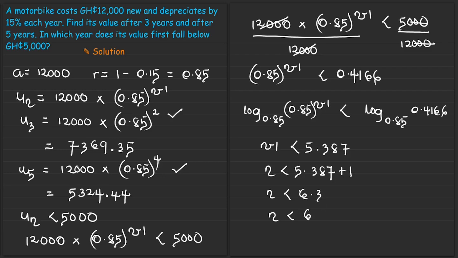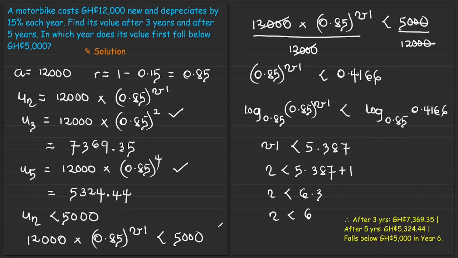Now, what does this mean? If you go back to the question, it says, find in what year does its value first fall below 5,000. And we could even end here because n is less than 6.3. So if you want the actual year that it will fall, then we just take the 6. So it means at year 6, its value or money is going to fall below 5,000, as we have solved over here. And we did that by just making n the subject.